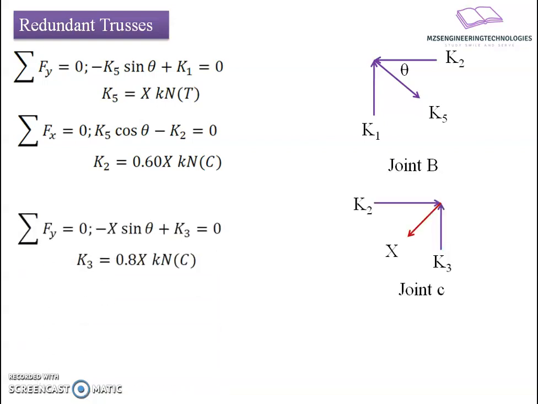After that, we will move to joint C. At joint C, we have three forces. One is the redundant force X and the two member forces meeting at the joint, K2 and K3. Among these, X and K2 are known to us. Now, the only unknown that remains is K3. So, summation of Fy equals 0 results in the relation minus X sine of theta plus K3 equals 0. K3 comes to be 0.8 times X kilonewton in compression.